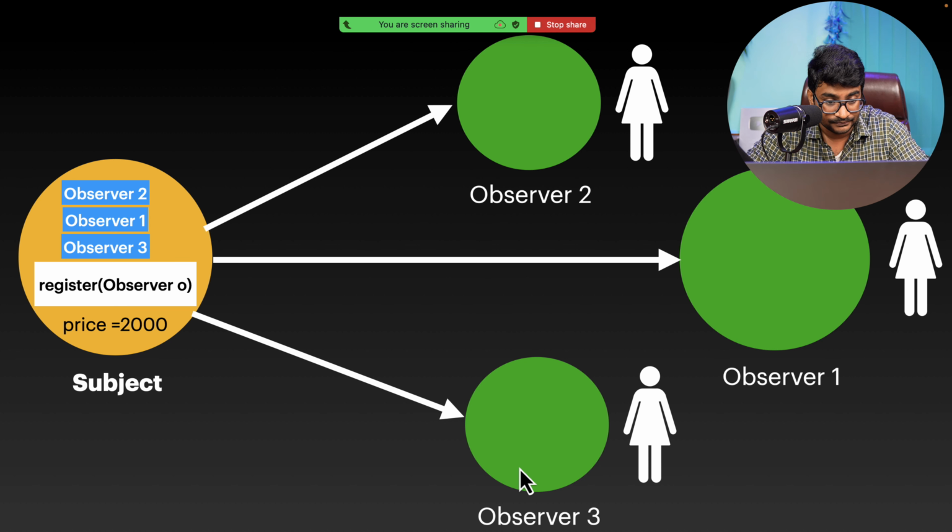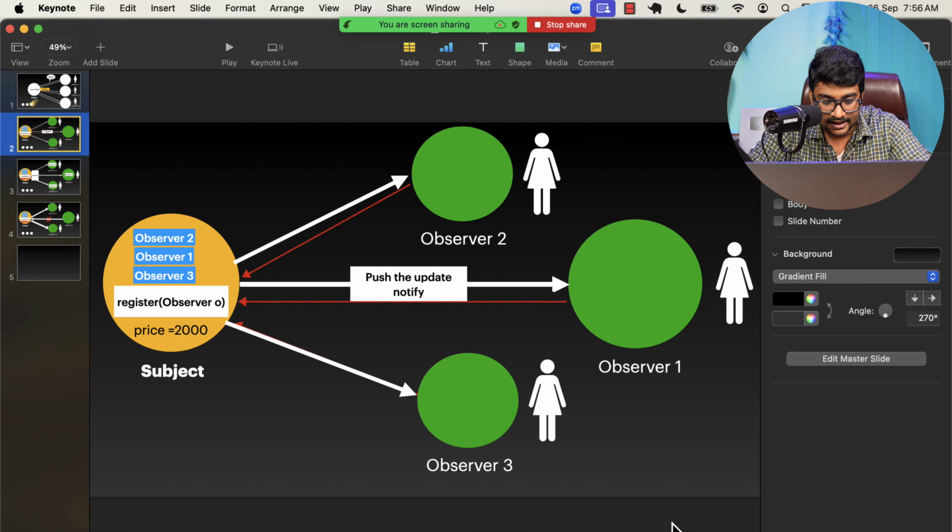So right now, somehow in our subject, we need to have a register method through which all these observers can register with the subject, right? And the subject needs to know about all the observers who are interested, who are basically trying to register. The subject needs to get a hold of all this data. How can we achieve it?